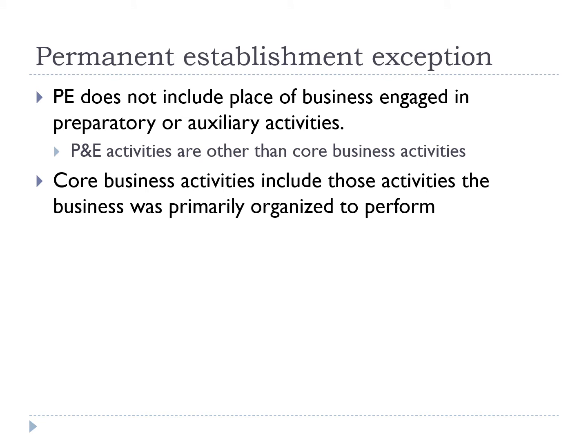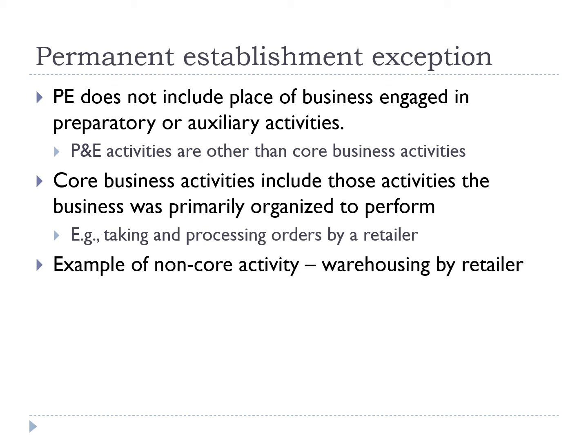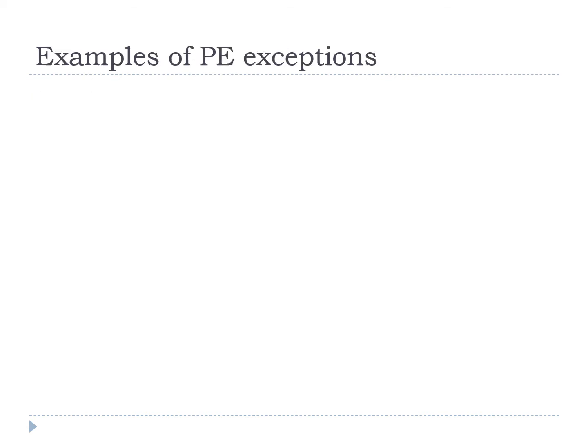Core business activities include those activities the business was primarily organized to perform. For example, core business activities of a retailer would include taking and processing orders. And non-core business activities would include warehousing of merchandise by the retailer. The U.S. Model Tax Treaty provides several examples of places of business that do not create permanent establishments because they are not engaged in core business activities.